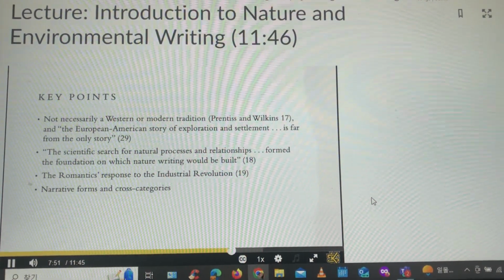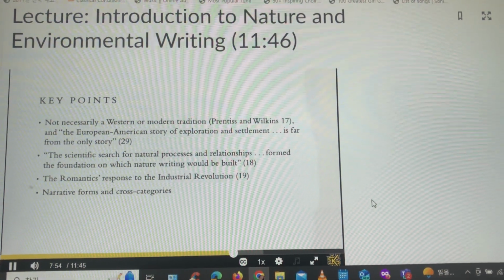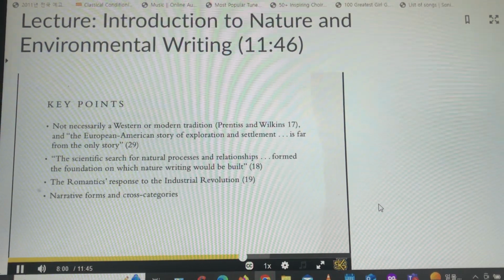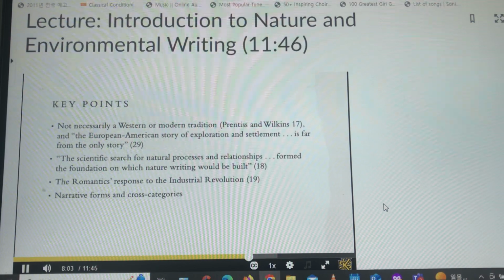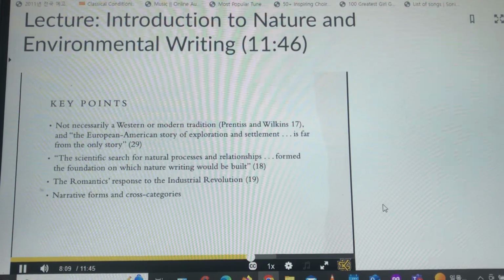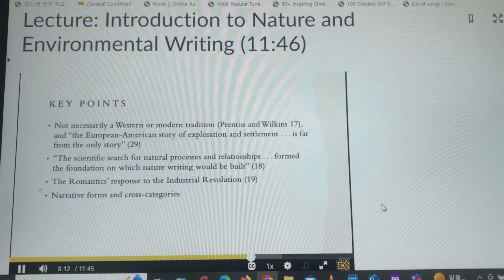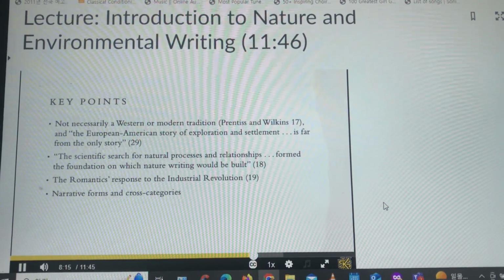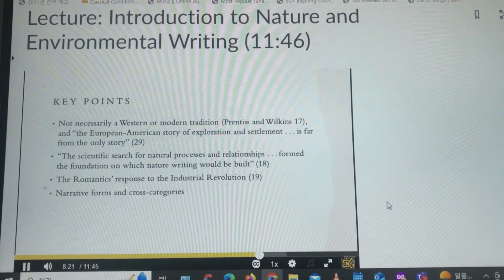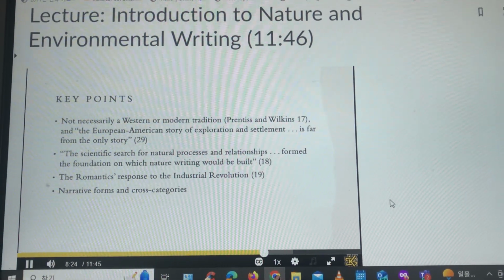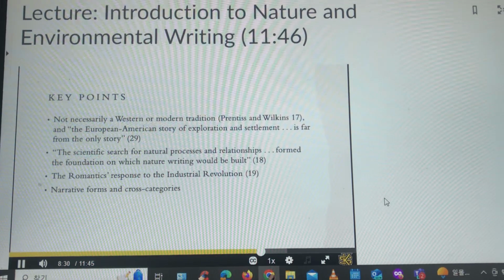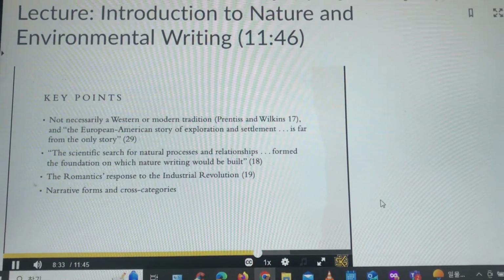Other peoples and cultures around the globe have their own nature writing traditions. And the European-American story of exploration and settlement is far from the only story. Second, I don't know if any of you have studied the history of science or taken courses in science and technology studies, but the history of science is important because it was the scientific search for natural processes and relationships and our place within those processes and relationships that formed the foundation on which nature writing would be built. And it was that foundation, along with the work of various naturalists, that inspired 19th century writers like Thoreau.